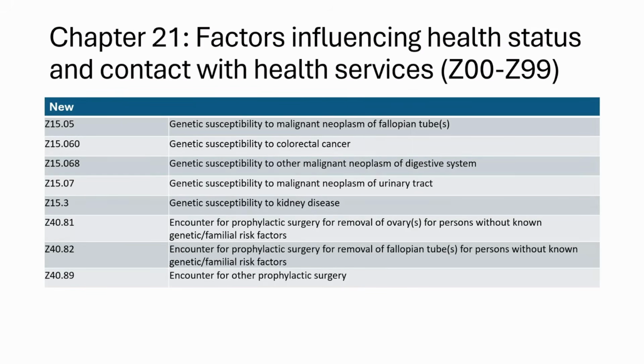We added some new encounter codes as well for prophylactic surgery. So, prophylactic oophorectomy for patients without known genetic or familial risk factors, and prophylactic salpingectomy for patients without known genetic or familial risk factors. And then J40.89 is for our encounter with other prophylactic surgery.